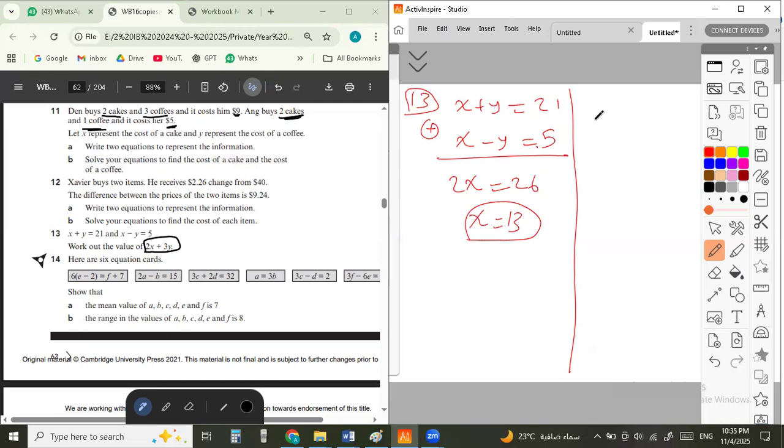Substitute in the first equation. 13 plus y equals 21. Then y equals 21 minus 13, which is y equals 8 exactly.